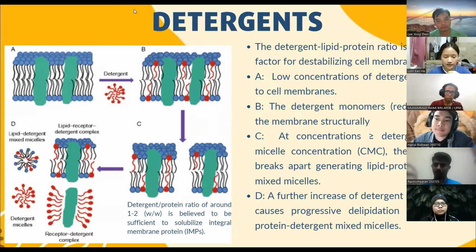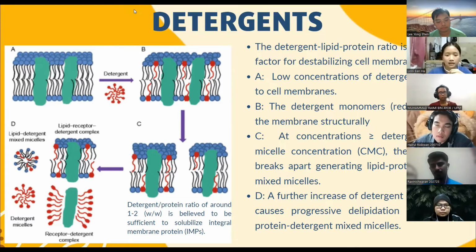Detergent monomers have a similar structure to lipids, with a hydrophilic head and a hydrophobic tail. In this case, the detergent to lipid-protein ratio is an important factor for destabilizing the cell membrane. There are 4 stages involved. At stage A, low concentrations of detergents are added to the cell membrane. At stage B, the detergent monomers, which are red in color, start to perturb the membrane structurally.